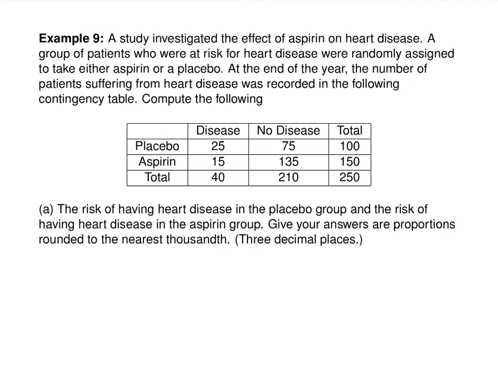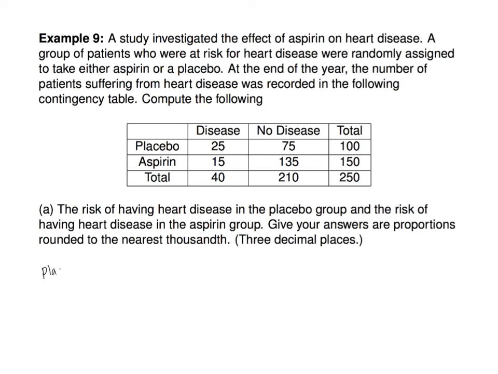A study investigated the effect of aspirin on heart disease. A group of patients who were at risk for heart disease were randomly assigned to take either aspirin or a placebo. And at the end of the year, the number of patients suffering from heart disease was recorded in the following contingency table. So compute the following: the risk of having heart disease in the placebo group and the risk of having heart disease in the aspirin group.